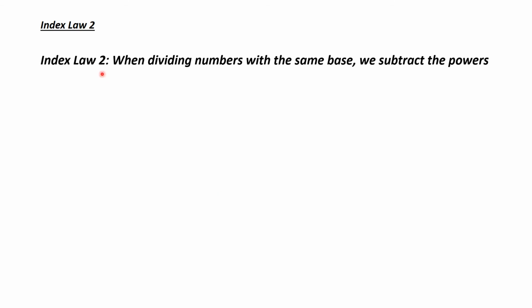So let's have a look at index law 2. When dividing numbers with the same base, we now subtract the powers. So we're doing the opposite to index law 1. Instead of multiplying, we're dividing. Instead of adding, we're subtracting. So here's what our rule looks like. We've got the same base, in this case A. We're dividing these two indices. That means that we subtract the powers.